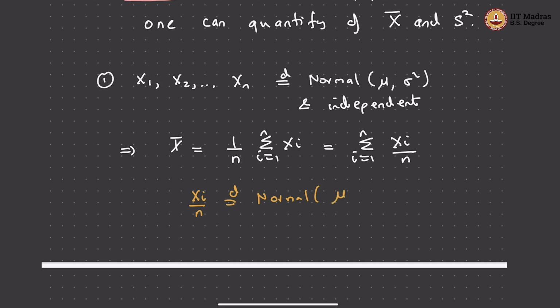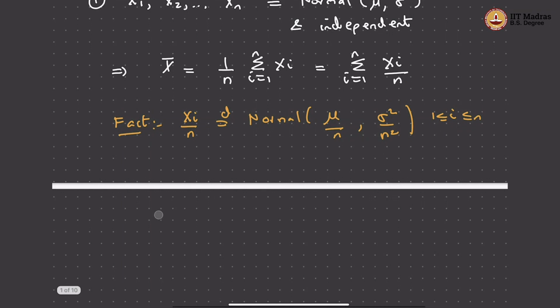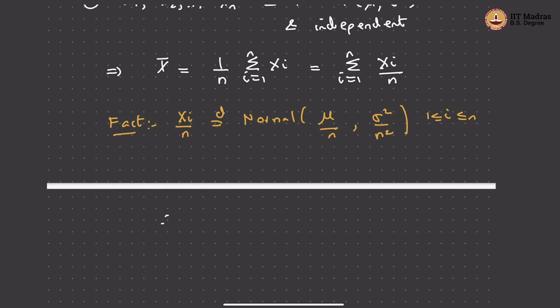So the mean scales by n and the variance scales by n squared, right? That's how the normal random variables' properties are. So it's a fact, we know this. This is true for every i, 1 less than or equal to i less than or equal to n. So now, if you look at x bar, it will be distributed as normal.